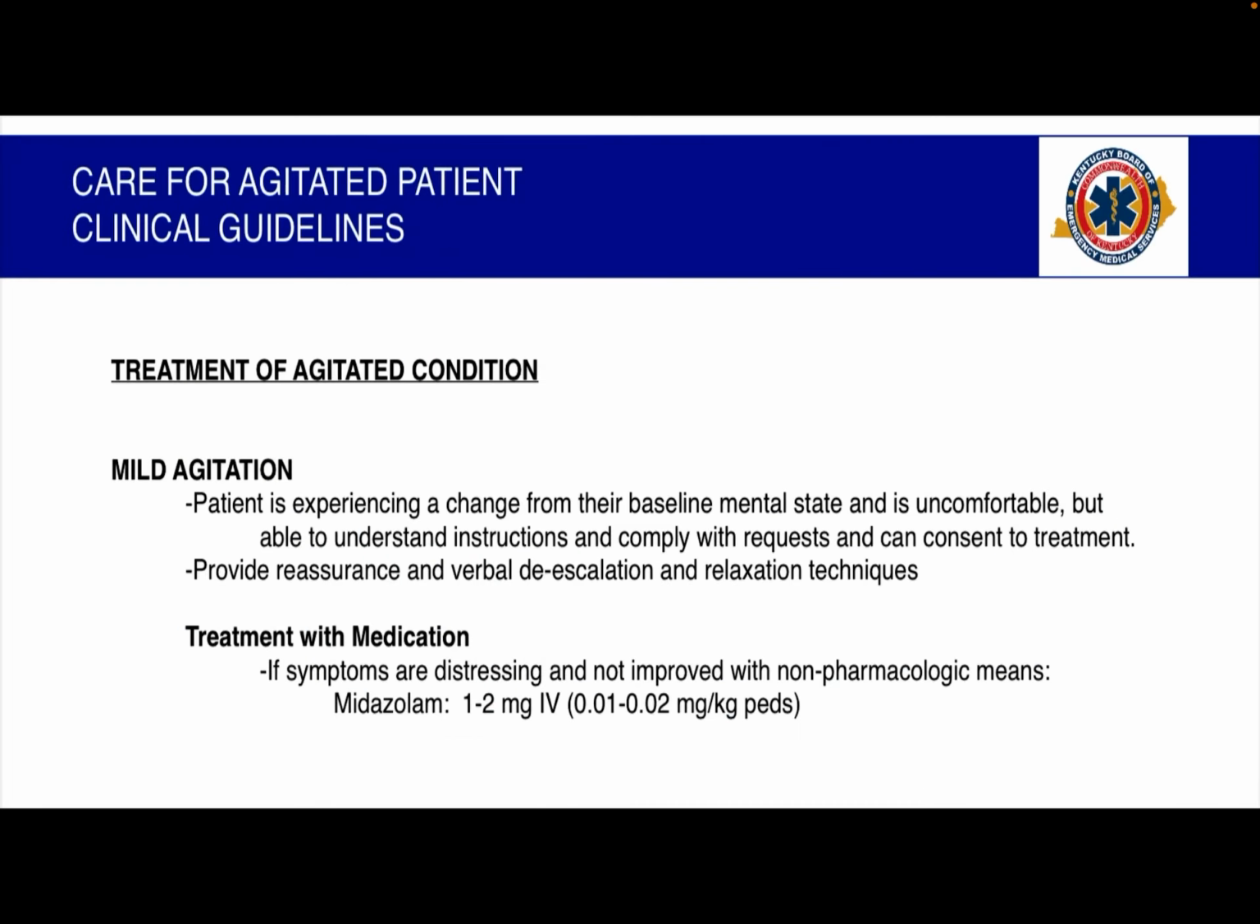All right, so the next part of this protocol is for just very mild agitation. This is somebody who has a change from their baseline mental state, is uncomfortable, is able to understand instructions and comply with requests, and can consent to treatment. Your first option for treatment is going to be to provide reassurance and try to verbally de-escalate the situation. But if that doesn't work, paramedics, you can give them 1 to 2 milligrams of IV Versed if their agitation doesn't improve.